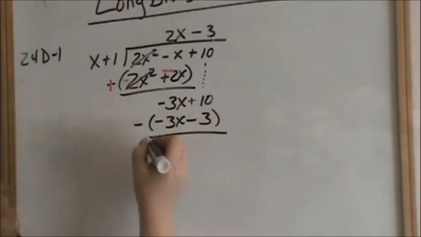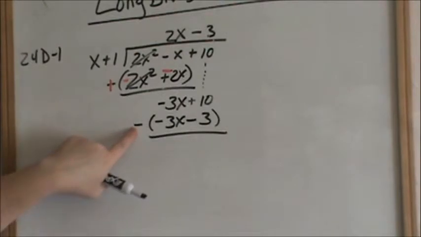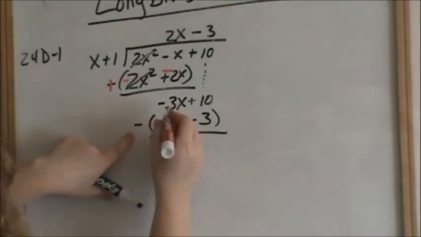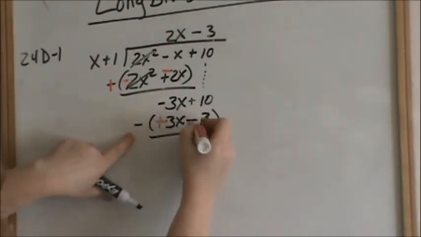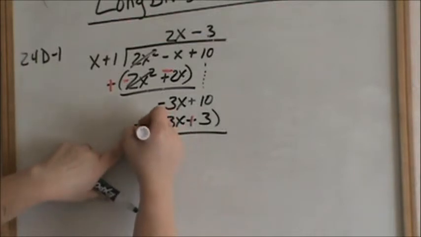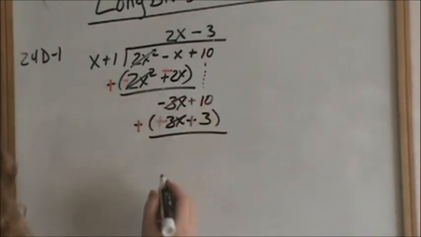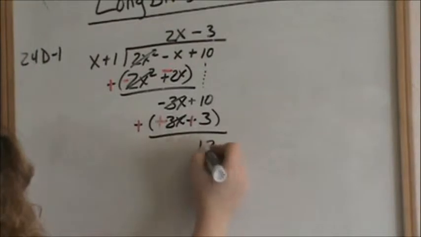Now you are subtracting everything. This is really important. This subtraction has to be distributed. A negative times a negative is a positive. That becomes positive. A negative times a negative becomes a positive. So then I make that positive. A negative 3 and a positive 3, they cancel. A positive 10 and a positive 3 is 13.